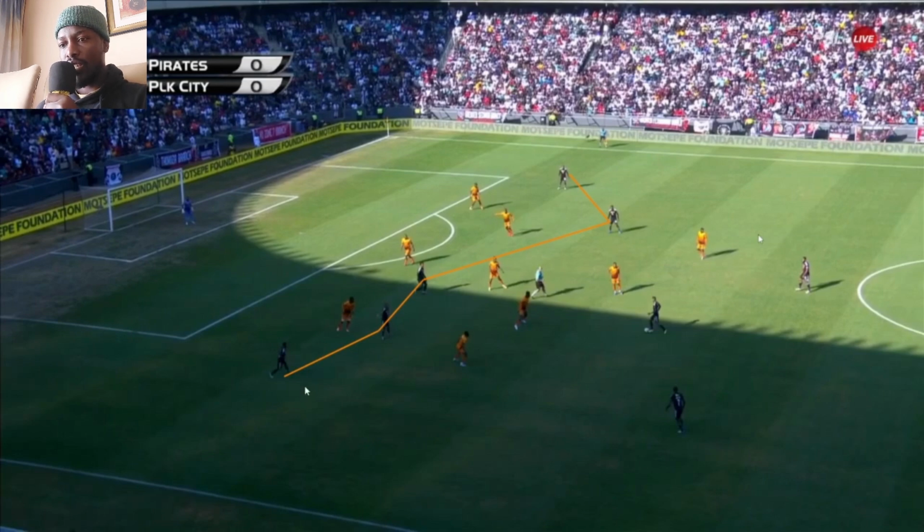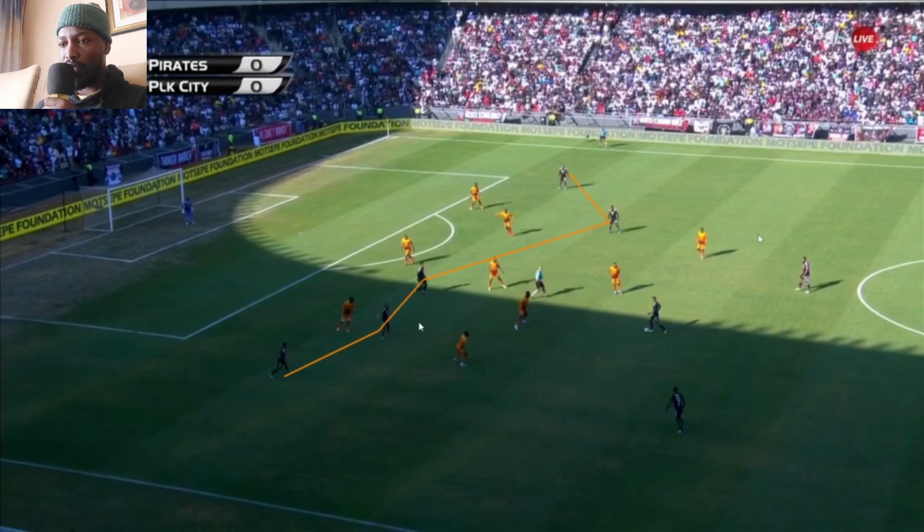So we have Mofokeng on the left channel. We have Oswin Appollis, I'll come back to him. We have Oswin Appollis occupying the left half space. We also have Radiopane, slightly to the left as well, but he's operating more in the central corridor. We have Maswanganyi occupying the right-hand half space, and then we have the fullback Shandu occupying the right-hand side channel.